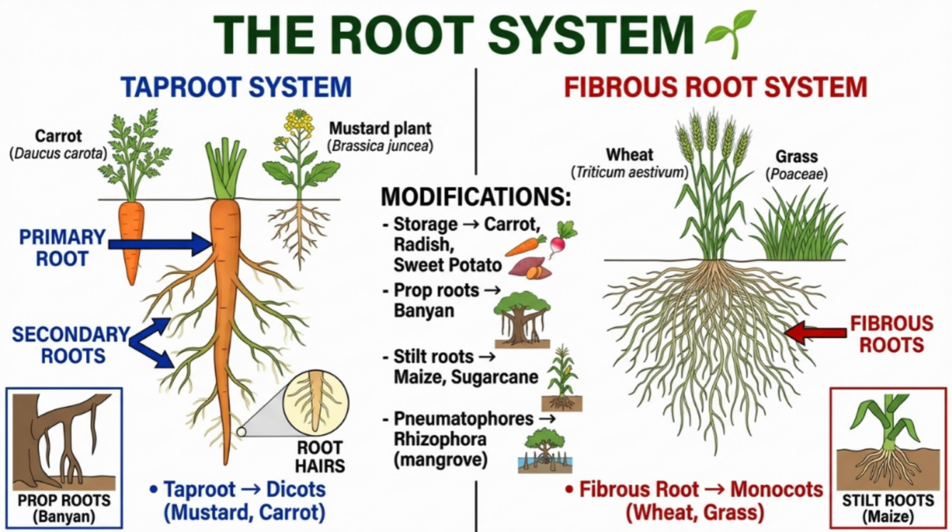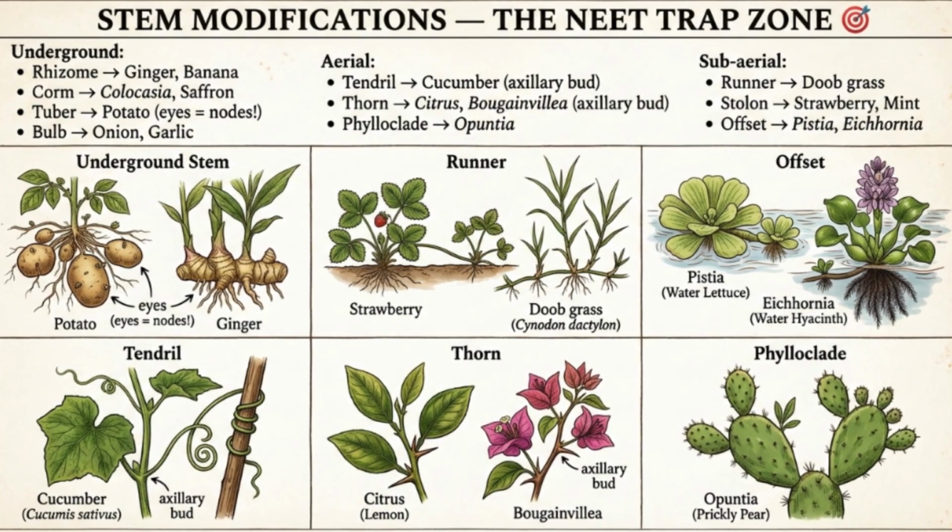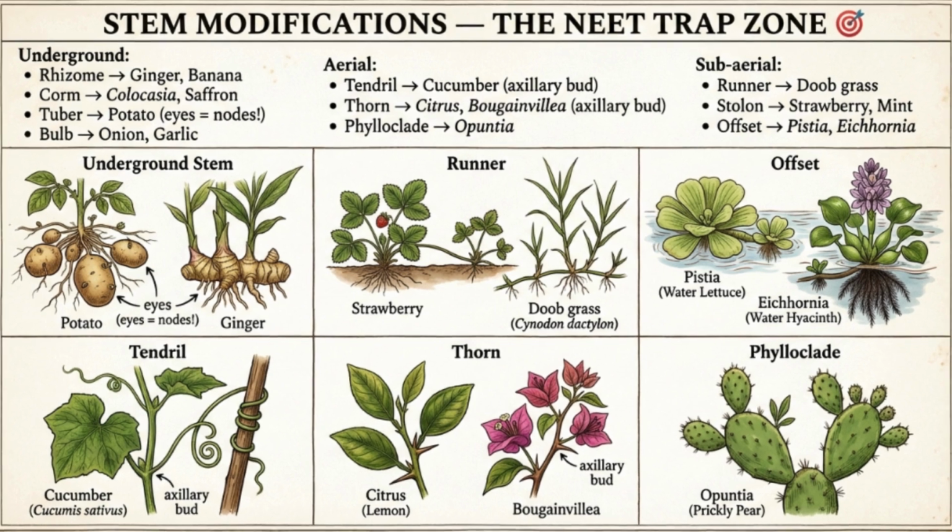Banyan has prop roots for mechanical support. Maize and sugarcane have stilt roots. And mangroves like Rhizophora have pneumatophores, roots that grow upward for gas exchange in waterlogged soil. These are PYQ gold mines. Stem modifications, this is where students lose marks and you're gonna gain them.